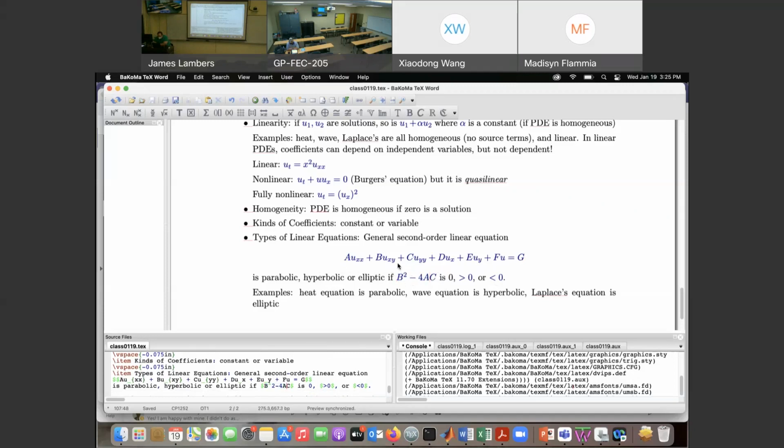But PDEs that are parabolic, hyperbolic, or elliptic behave very differently from each other. And that's why we have this classification system. Each one of the PDEs that we'll spend the most time on in this class is one of the three types. So the heat equation is parabolic, the wave equation is hyperbolic, and the Laplace equation is elliptic.